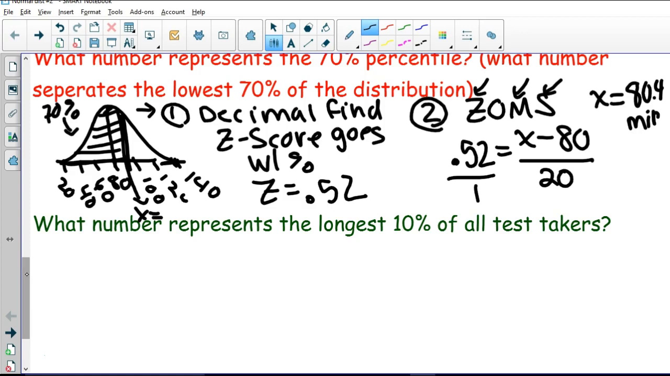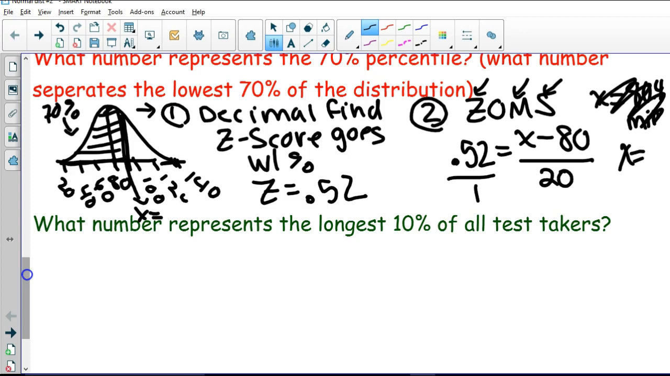Yes? How did you get 80.4? I don't know. I was just trusting that it was right. So 0.52 times 20, and then plus 80. Oh, so it should be 90. No big deal. Just a little math went wrong. We set it up right. We know the math. It was just a calculation error.